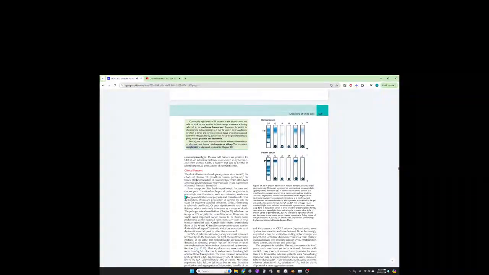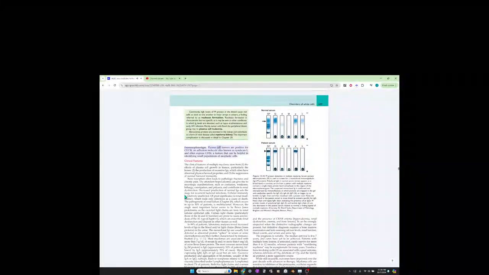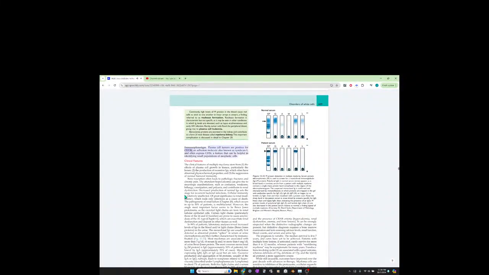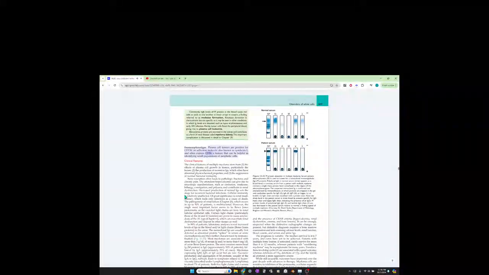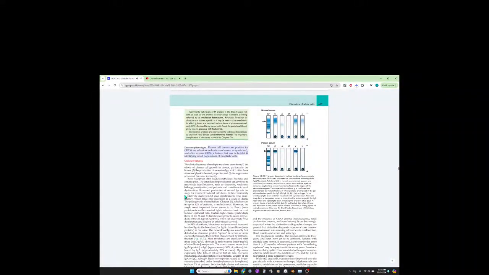Bence-Jones proteins are excreted in the kidney and contribute to a form of renal disease called myeloma kidney. This important complication is discussed in detail in Chapter 20. Immunophenotype. Plasma cell tumors are positive for CD138, an adhesion molecule also known as syndecan-1, and often express CD56, a feature that can be helpful in identifying small populations of neoplastic cells.